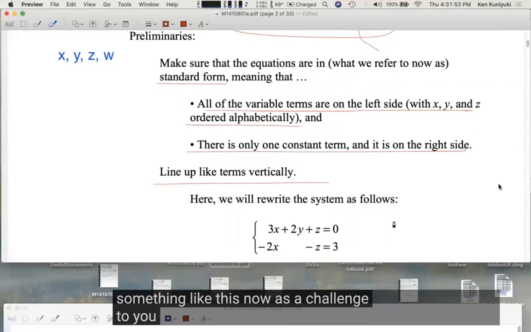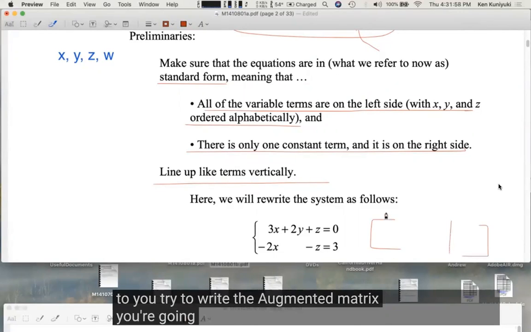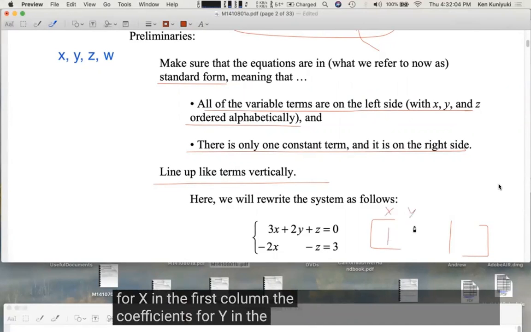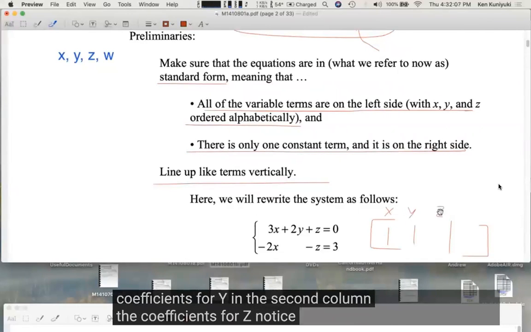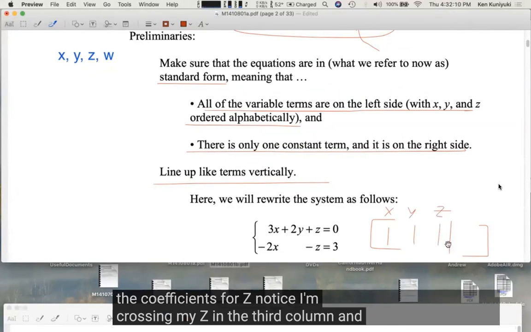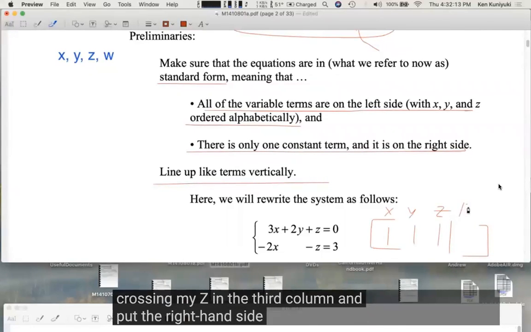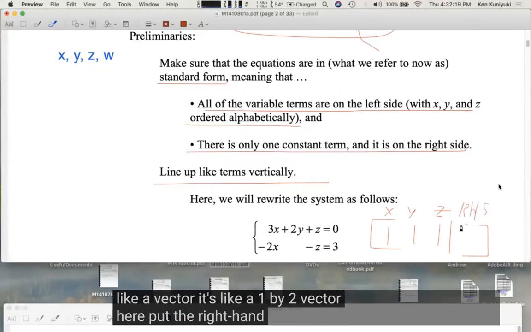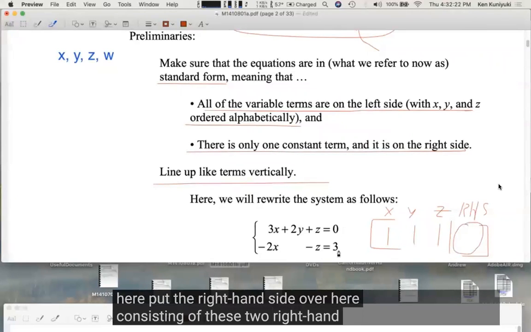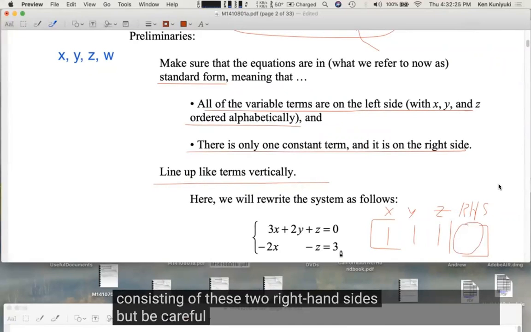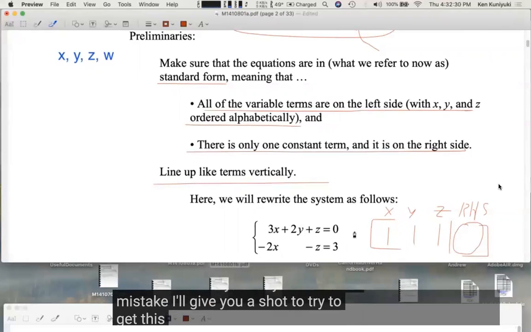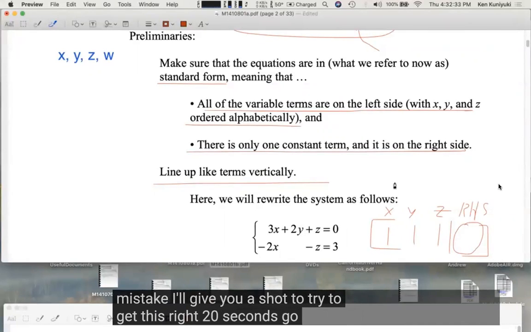Now, as a challenge to you, try to write the augmented matrix. You're going to write the coefficients for x in the first column, the coefficients for y in the second column, the coefficients for z, notice I'm crossing my z, in the third column, and put the right-hand side, which is kind of like a vector, a 2 by 1 vector, over here, consisting of these two right-hand sides. But be careful. You're writing down coefficients, and you may well make a mistake. I'll give you a shot to try to get this right. 20 seconds, go.